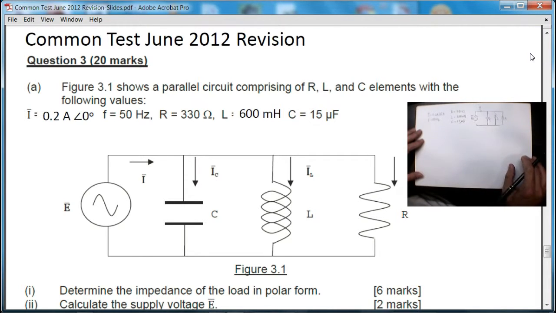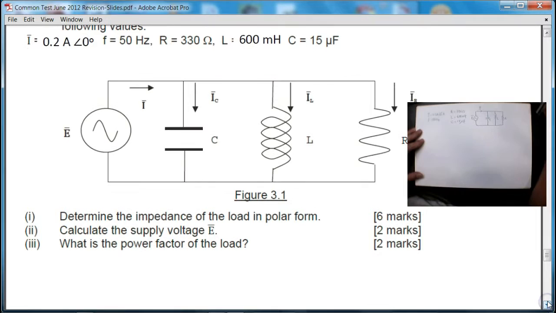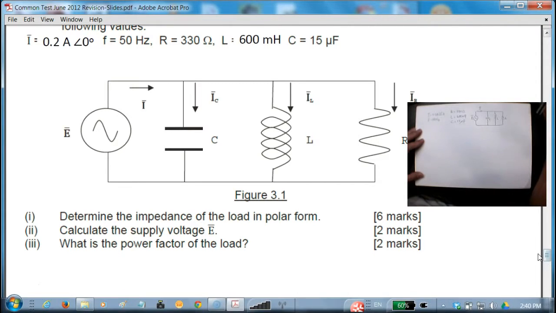Now, what does the question want us to find? First, determine the impedance of the load in polar form. Secondly, calculate the supply voltage E, and finally, determine the power factor of this load comprising of the capacitor, inductor, and the resistor. Well, let's begin.